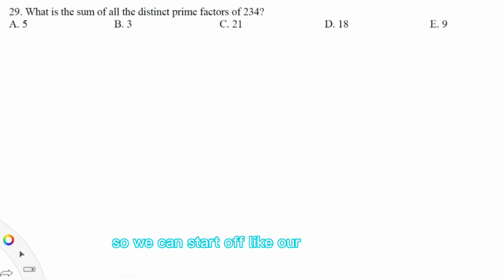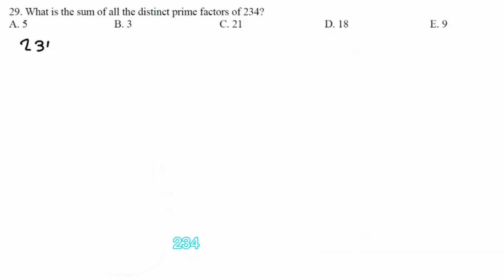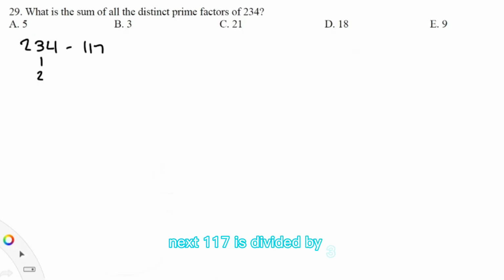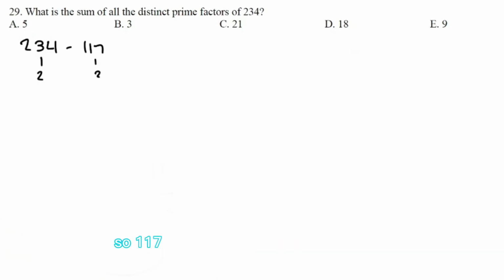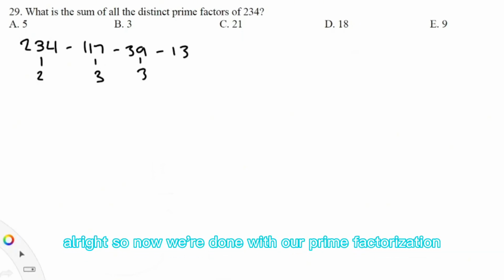Alright, so we can start off like our last problem. 234 is an even number, so it's divisible by 2. So 2 and 117. Next, 117 is divisible by 3, so 3 times 39 is equal to 117. So we have 39 over here, and 39 is divisible by 3 and 13, which are both prime factors. Alright, so now we're done with our prime factorization. We just need to write it out.